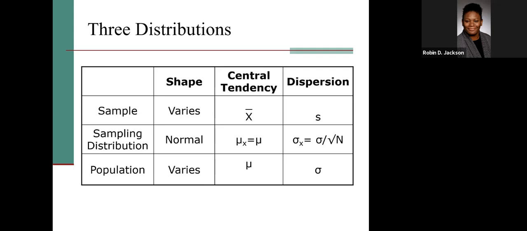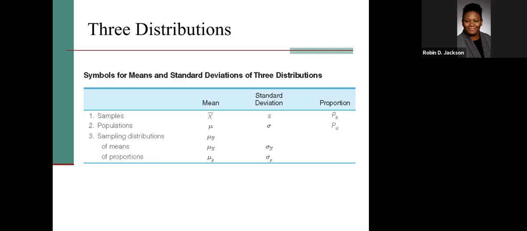All right. So that is one more slide. Actually, two more. I apologize. This is some of that information again, but put in a different format. It also has some of the symbols for proportions, which you will see in the next chapter. So I would go ahead and write this down as well, looking at the different symbols for each thing. You have the symbol for the mean, and the symbol for the standard deviation, for each of those different types of distribution.